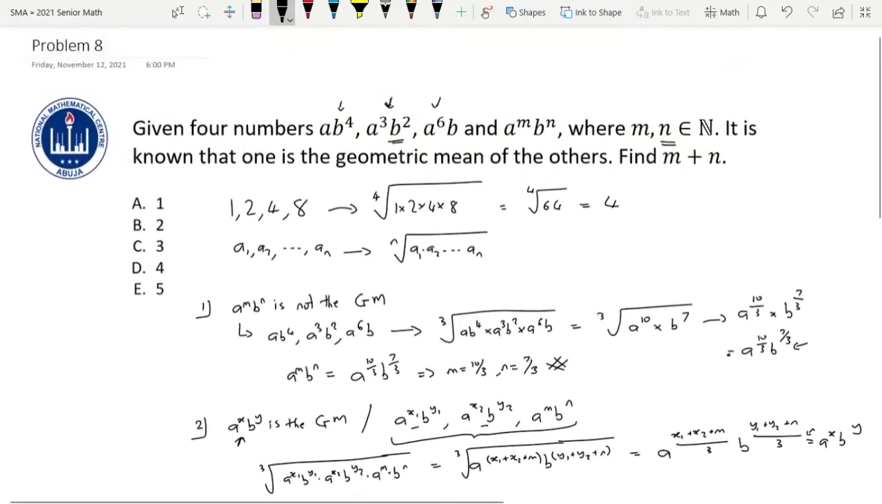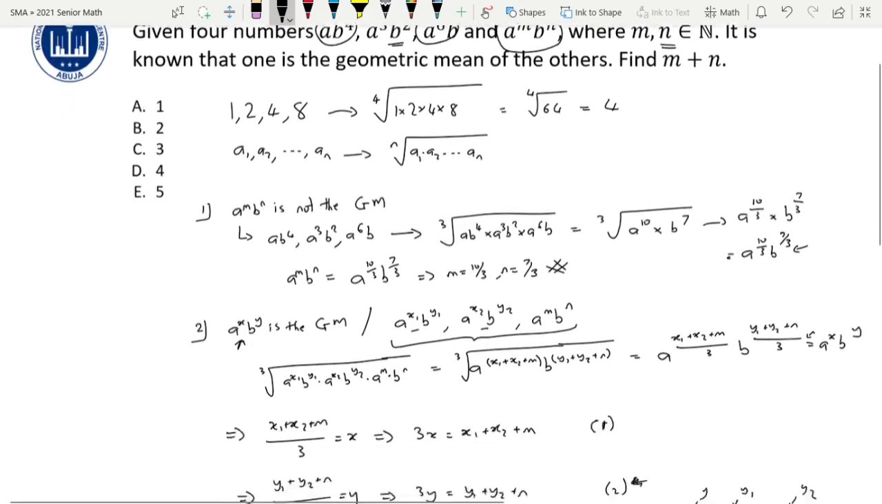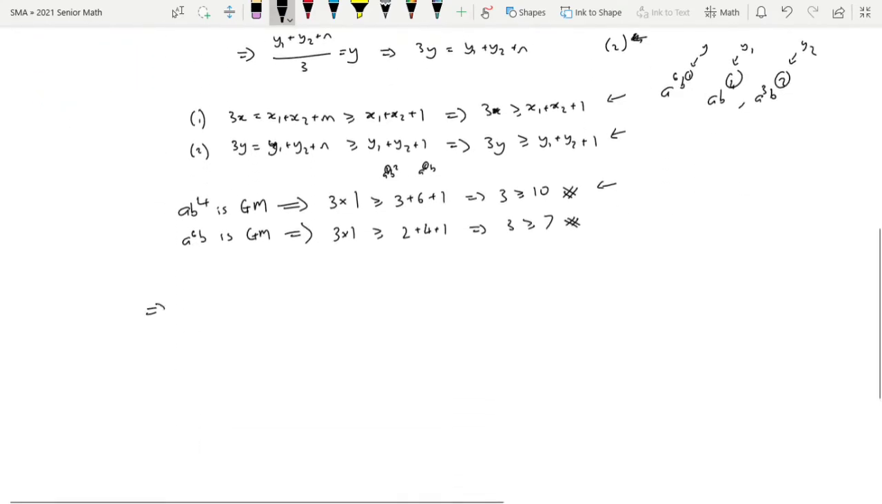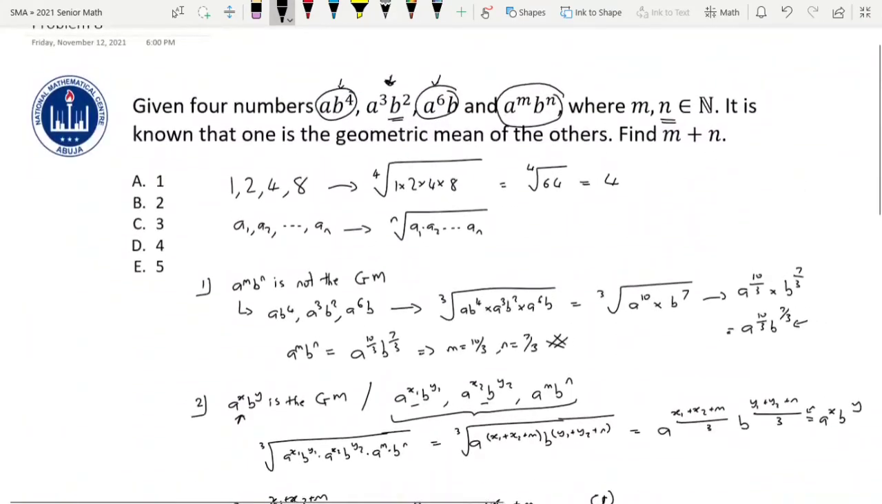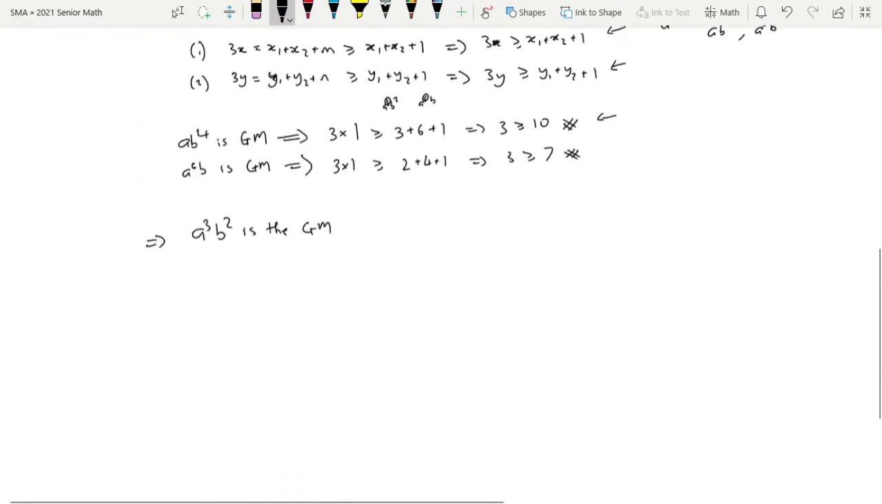And then what we have done is that we have shown that this number here, ab raised to power 4, can't be the GM. We also showed that a raised to power 6b can't be the GM. And this one too can't be the GM. And since one of them has to be the GM, it has to be a raised to power 3, b raised to power 2. So this means now that a raised to power 3, b raised to power 2 is the GM of ab raised to power 4, a raised to power 6b, and a raised to power m, b raised to power n.